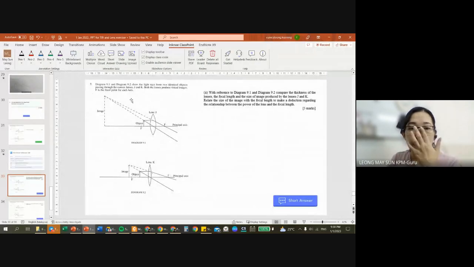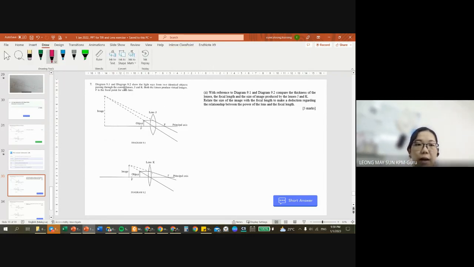All right. Okay, diagram 9.1 and diagram 9.2 show the light rays from two identical objects passing through the convex lens. So the keywords are identical objects passing through the convex lens. So lens is talking about refraction. Both lenses produce a virtual image. A virtual image is formed when the object is located less than the focal point position. Okay, so F is the focal point for each lens.